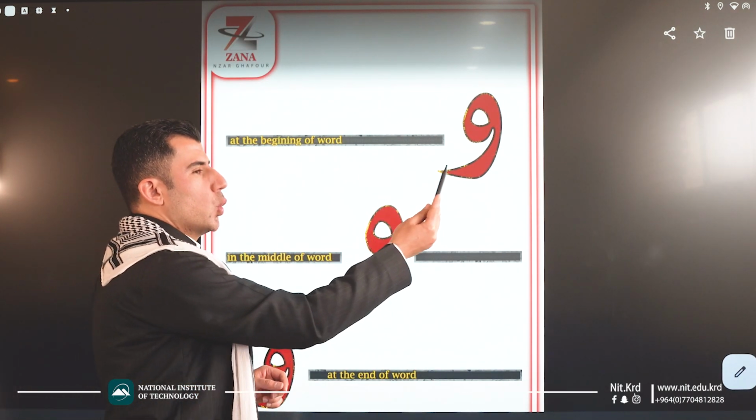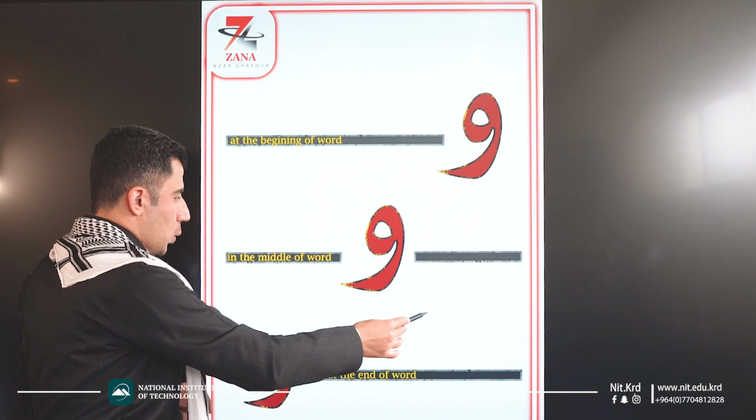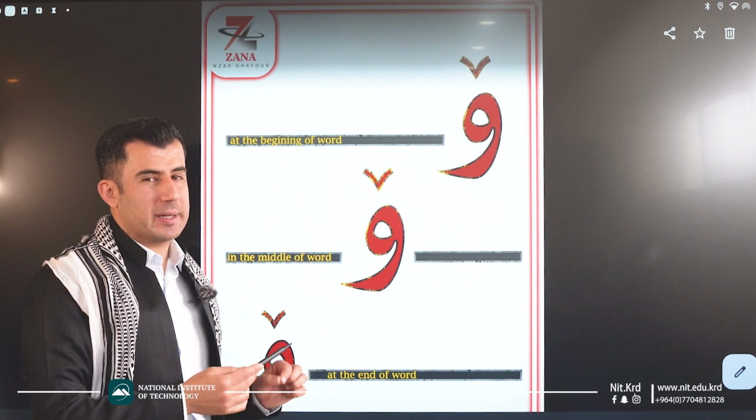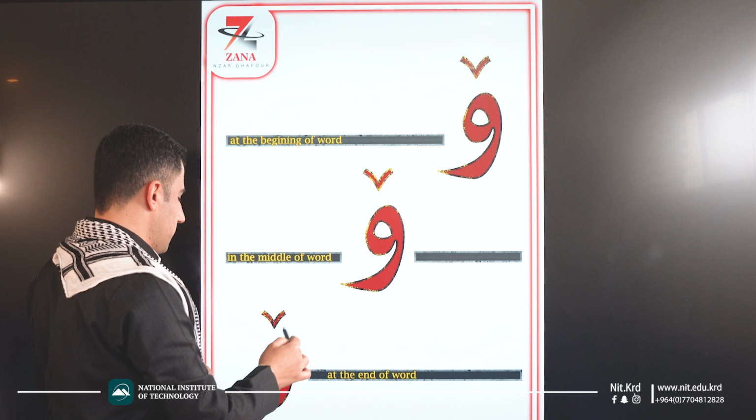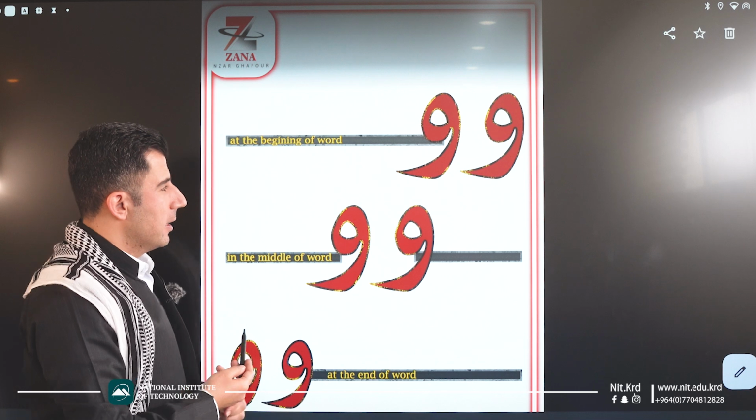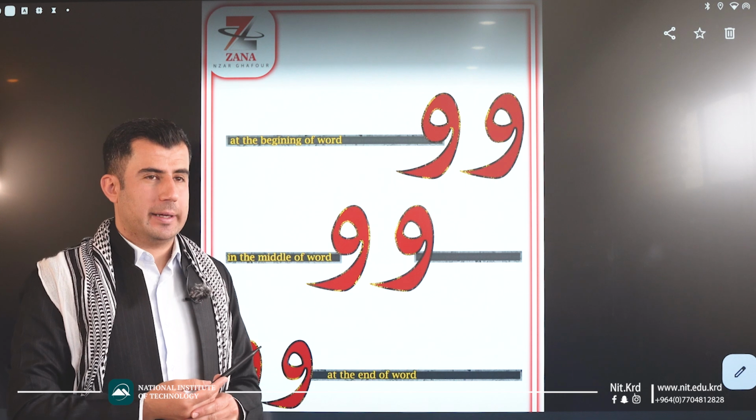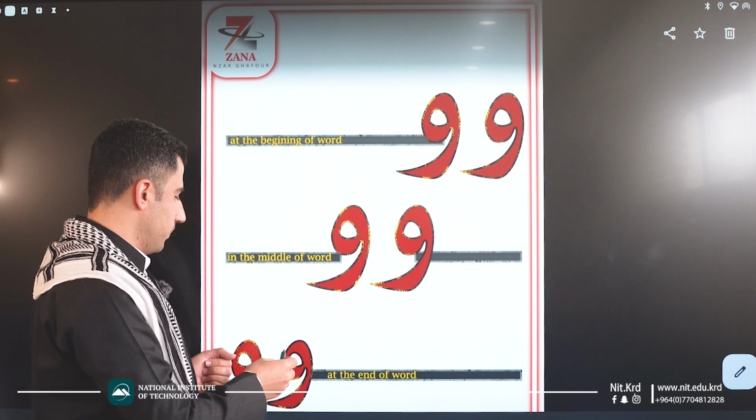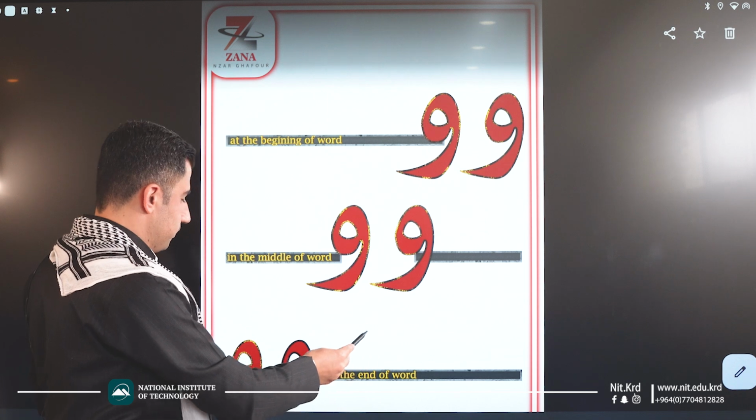Good. After that we have u. The same in every place. Good. U. After that we have wo. This one is wo. It's the same. We have the same shape at the beginning, in the middle, at the end. This is a long woo. In English also we have it. Short woo and long woo. Also in Kurdish we have the same. It's the same at the beginning and in the middle and at the end.